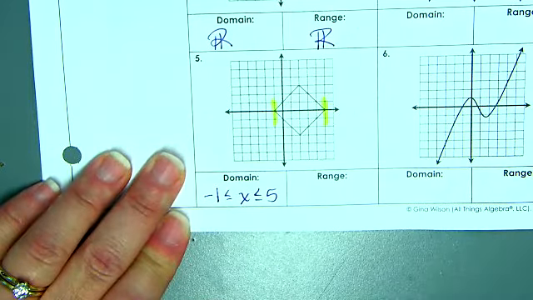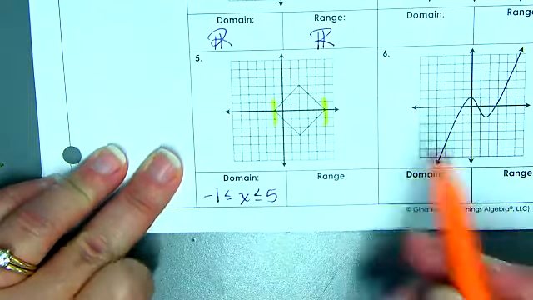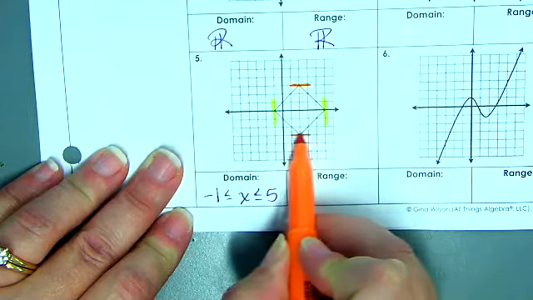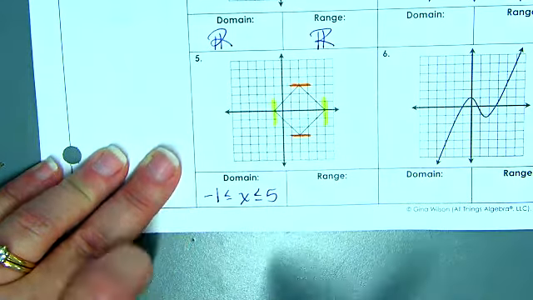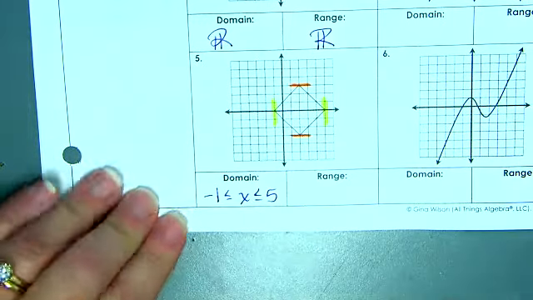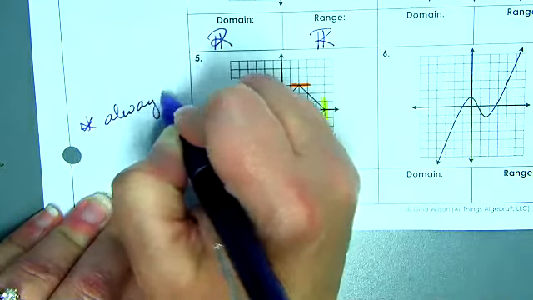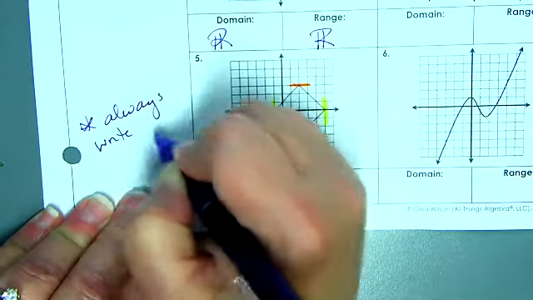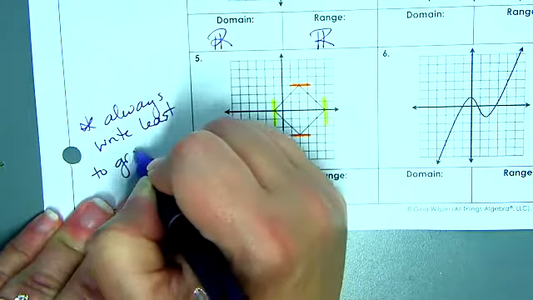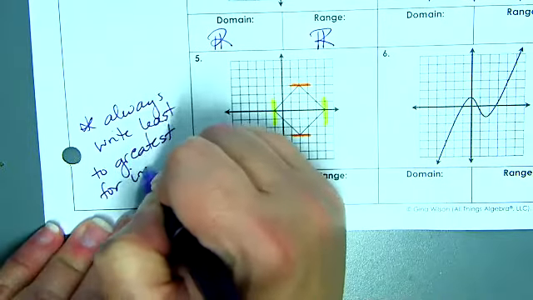Now I'm looking at my range, which is my Y values. So I'm looking at the top and the bottom. When you're doing your inequalities, you do from least to greatest. So always write least to greatest for inequality.